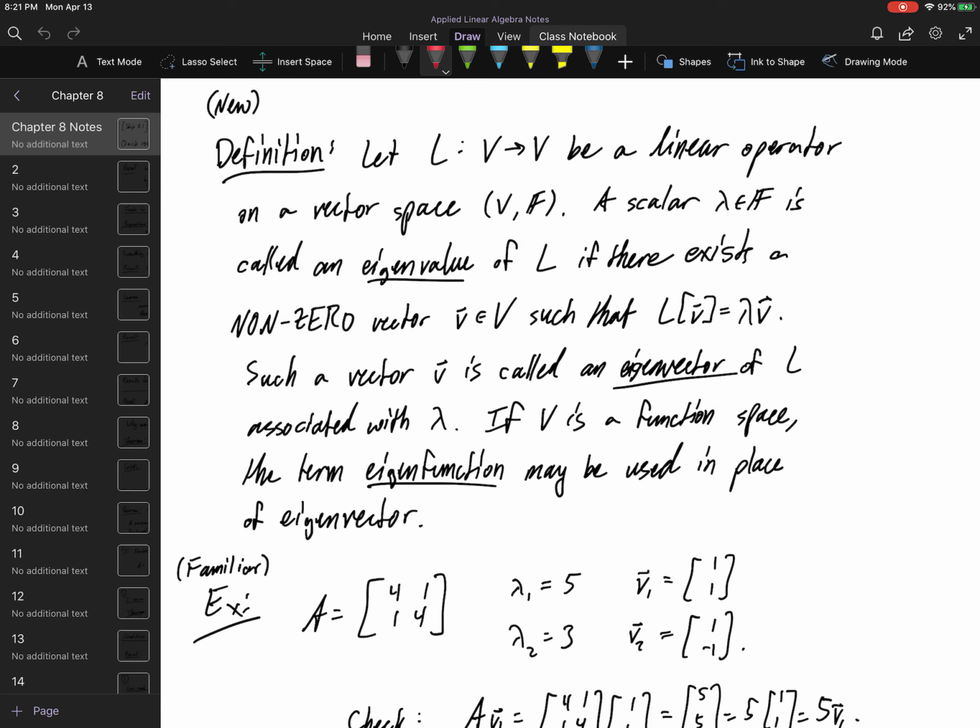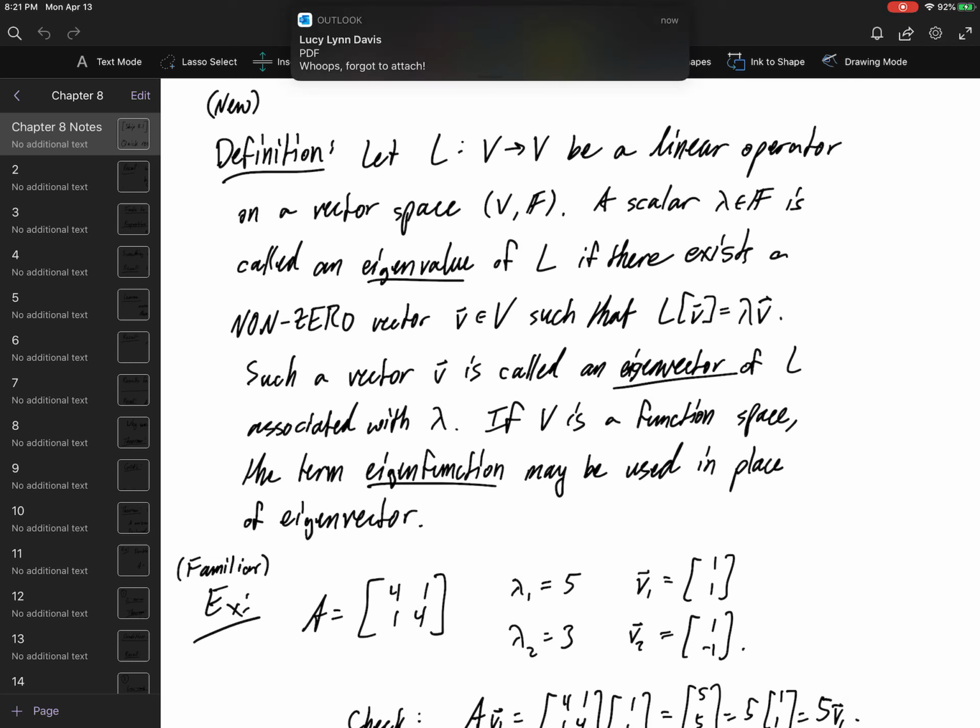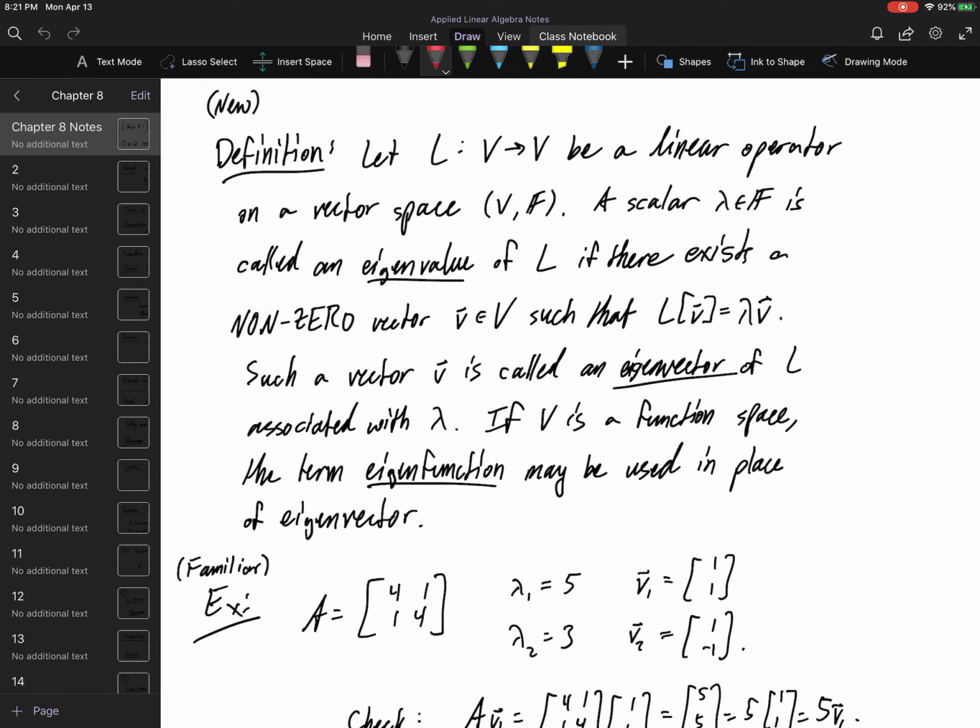Now, a scalar lambda is going to be called an eigenvalue of L if there exists a non-zero vector V such that L applied to V is equal to lambda times V. Such a vector will be called an eigenvector of L associated with lambda, and if V is a function space, we will use the term eigenfunction in place of eigenvector. So again, this is kind of the new context.